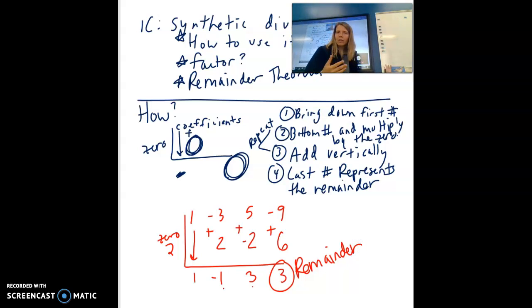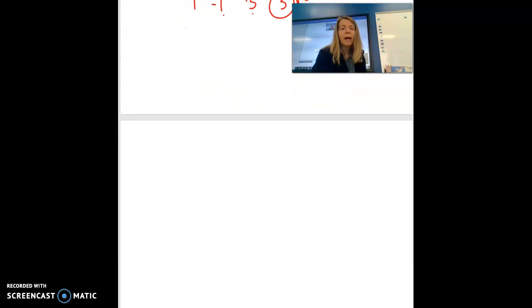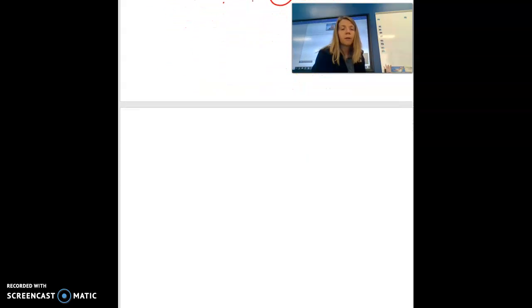So think about when you used to do long division. If I took 8 divided by 2, I know that is 4 with no remainder. But now if I take 9 divided by 2, that is also 4, but with a remainder of 1. So every time you divide, you are going to have some version of a remainder, whether it's nothing or a number. And we'll talk about what that means very soon. Okay, so now let's go ahead and practice using it in a different capacity.